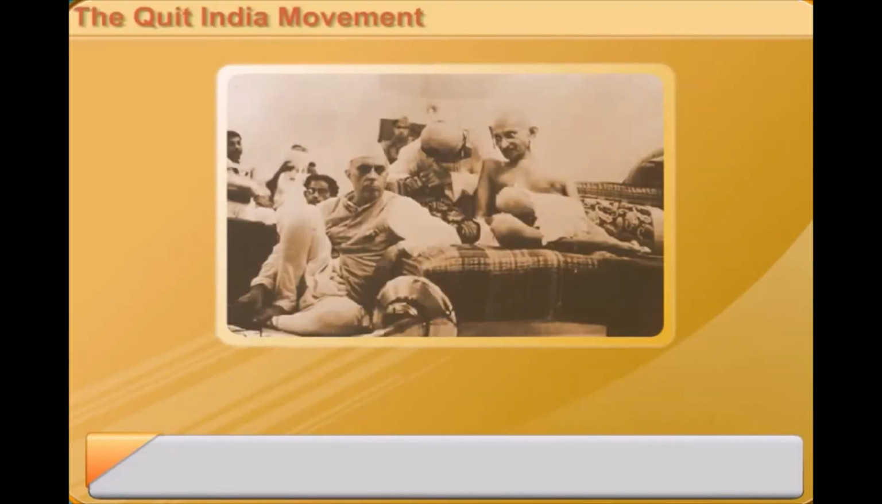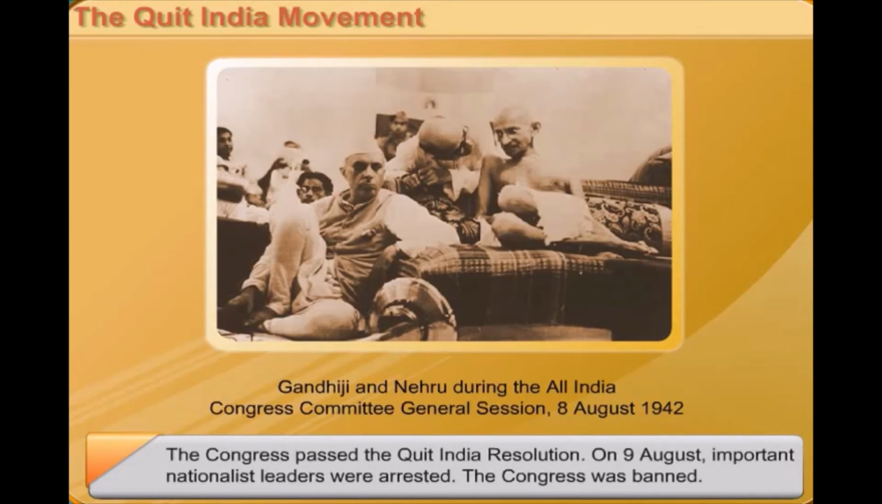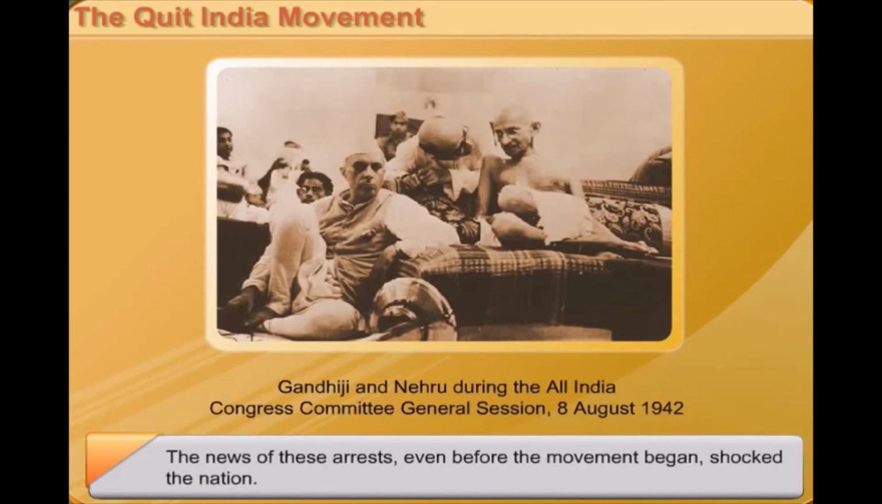The Quit India Movement. On 8 August 1942, Gandhiji declared that they would free India or die in the attempt. He gave the do or die mantra. The Congress passed the Quit India resolution. On 9th August, important nationalist leaders were arrested. The Congress was banned. The news of these arrests, even before the movement began, shocked the nation.